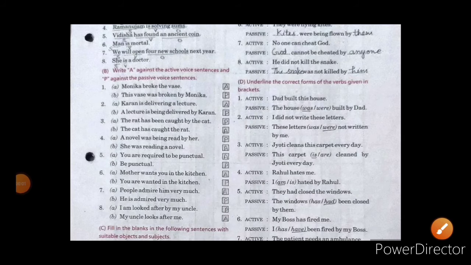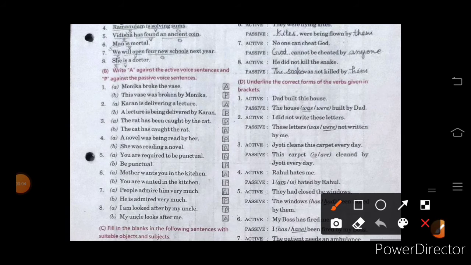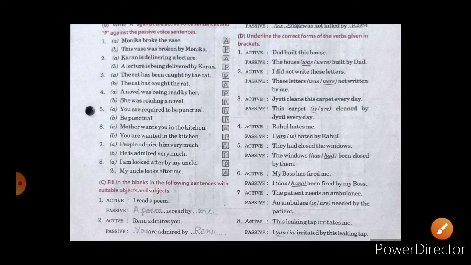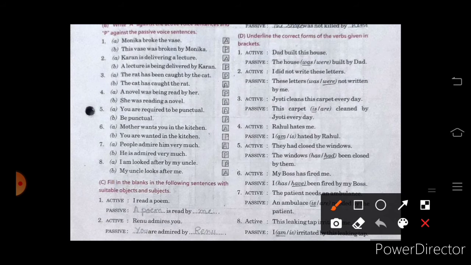In next 7th sentence, God is subject and anyone is object. In the 8th one, the snake is our subject and he becomes him. Now moving to the next D exercise, we have to underline the correct form of verb given in the brackets.